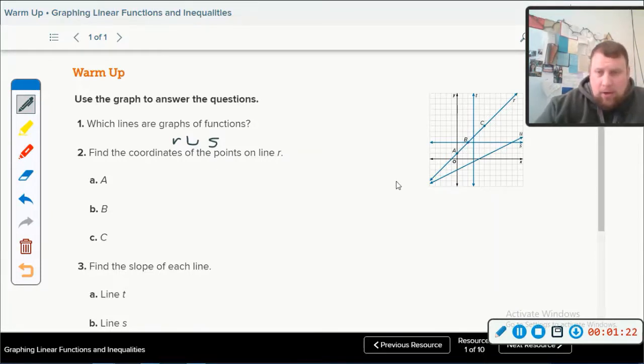Find the coordinates of the points on line R. What's the coordinates of A? Okay, well, this is my y-axis. This is my x-axis. A is at the point 0 on the x, but 1 on the y, so 0, 1, right? Just find the coordinates here, peeps.